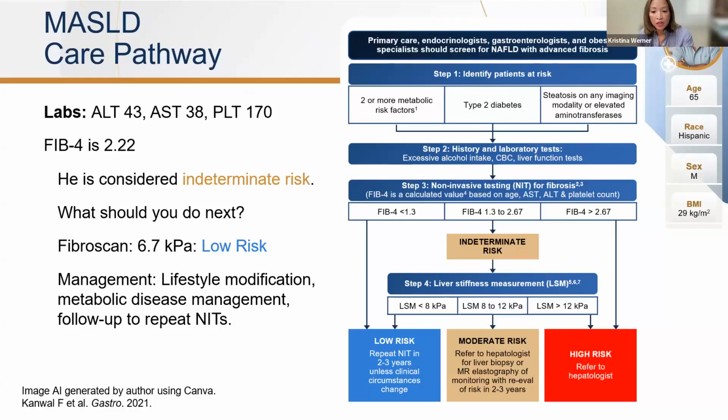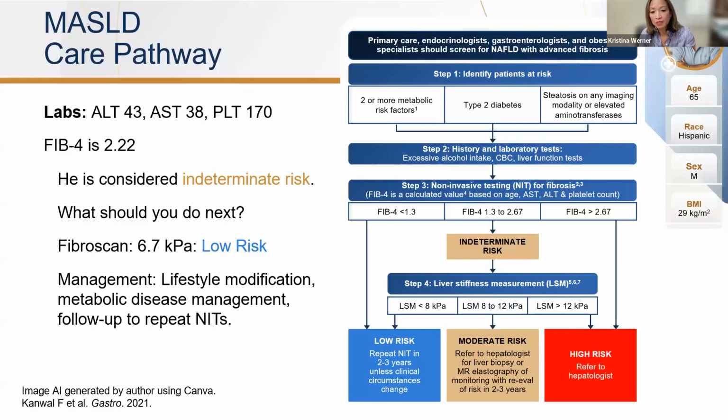And if your LSM is 8 to 12 kilopascal, that's considered moderate risk, and the recommendation is to refer to hepatologist for liver biopsy or MR elastography and monitoring and reevaluating the risk in 2 to 3 years. LSM of greater than 12 kilopascal is considered high risk, as well as FIB4 of greater than 2.67. So refer to hepatologist in that case.